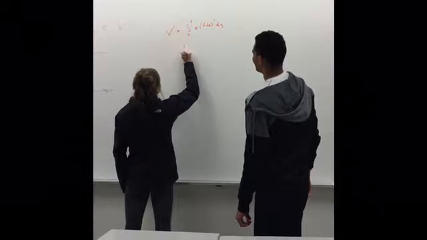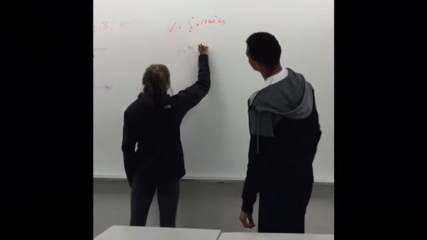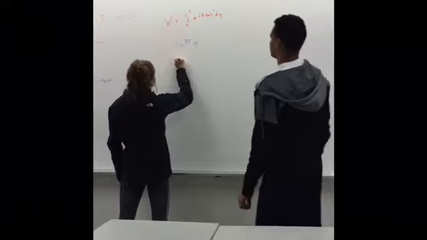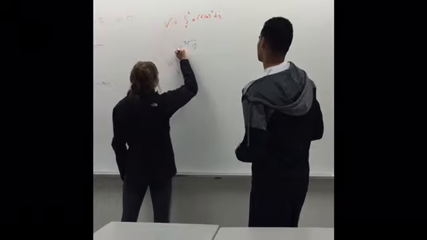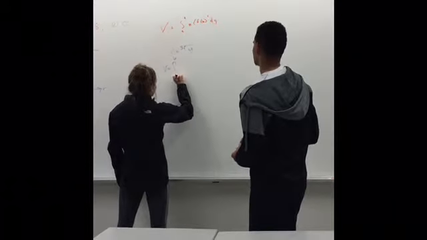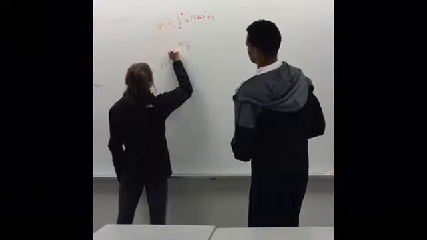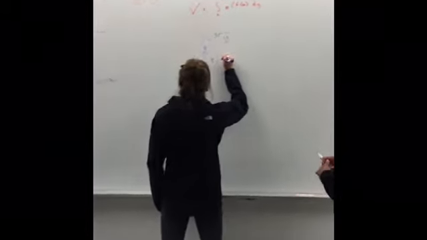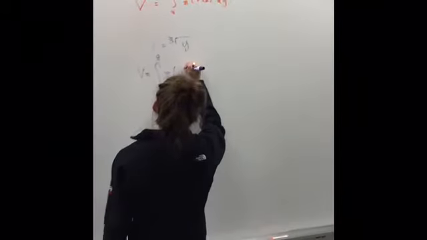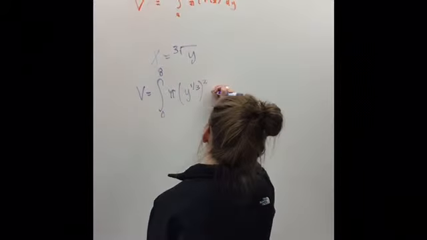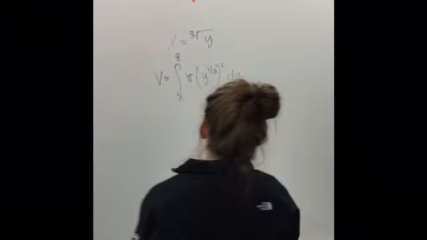So x equals the cubed root of y. Okay, so now we would go V equals the integral from a to b. What's a to b in this case? 0 to 8. Plug it in. Pi of y to the 1/3 squared dy. Good job.